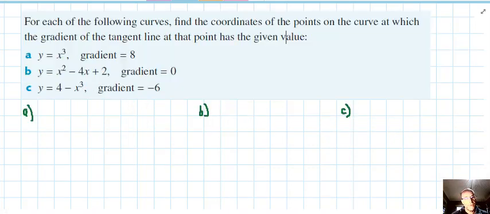Okay, we have a variation next up for our final example, which is split into 3 parts. For each of the following curves, find the coordinates of the points on the curve at which the gradient of the tangent line has, at that point, this given value. So each of them has a given value for the gradient there. So first thing you do, we're given y. It's not in function notation form, that doesn't matter. So we have y equals x cubed.